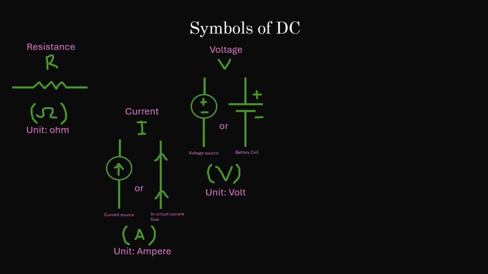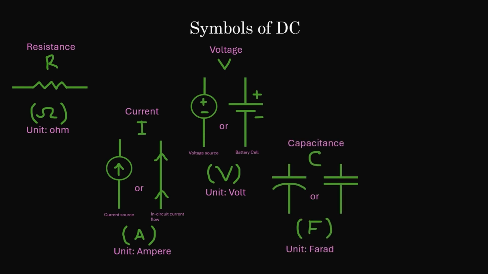Then we have the capacitance itself. Capacitance is denoted by the English letter C, the unit is farad, denoted by the English letter F. And the last thing which I want to show you is the inductance, denoted by the English letter L, the unit is henry, denoted by the English letter H.